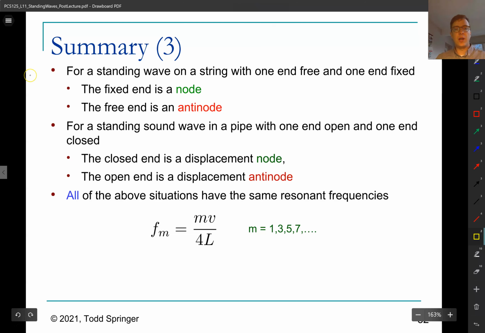Now you understand what a standing wave is, you understand the formula for the standing wave, and you understand the conditions for what are called resonant frequencies, which frequencies will lead to a standing wave on a string which has both ends fixed, or one end fixed and one end free, or both ends free, or in a pipe which has one end open and one end closed, or both ends open.